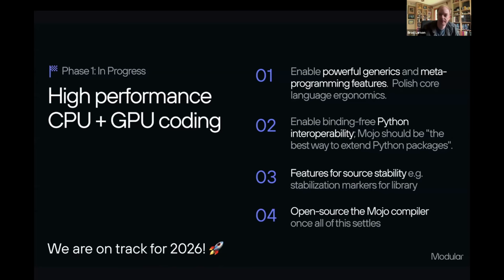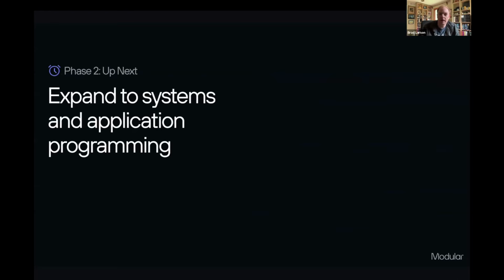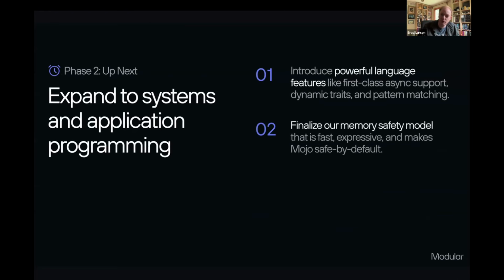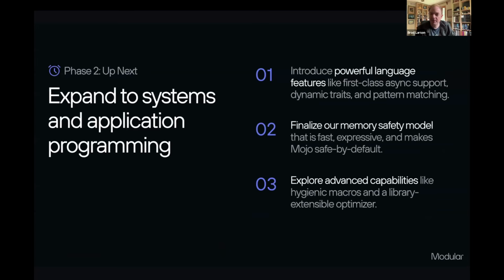So then looking to the future, that's where we get into phase two, where we start to expand beyond what we are building out today, and looking to the broader use of Mojo as a systems programming language.